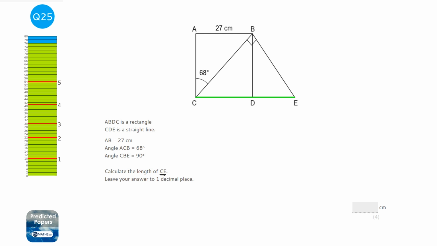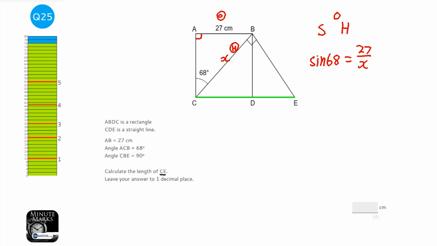Now what I'm going to do is just label this X, and I realise that it needs to be trigonometry because this is a rectangle, that's a right angle, so I'll need to use trigonometry for it. So we've got opposite and we've got the hypotenuse, so we're going to use sine, so SOH. So it's going to be sine 68 equals 27 over x, and I'm going to times both sides by x and divide both sides by sine 68. So that gives me x equals 27 over sine 68.